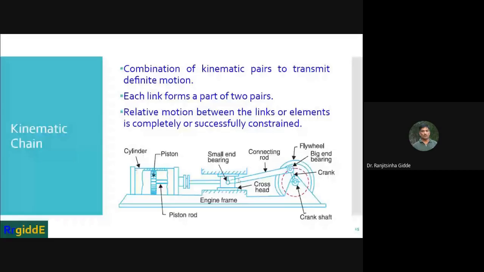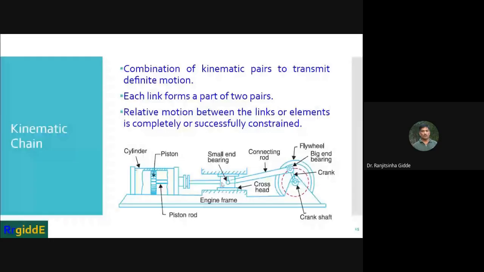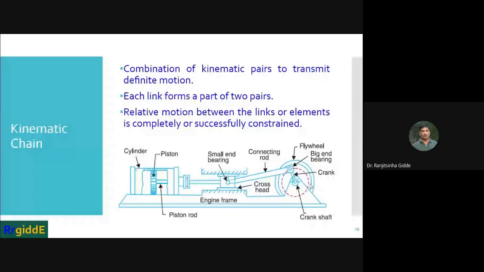Whatever rotary motion there is can be transferred in this direction, and vice versa, for starting. And if the piston is going to reciprocate, there will be rotary motion of the flywheel. That motion is transmitted with the help of the small end bearing, connecting rod and big end bearing. Therefore it is also called one more kinematic pair.